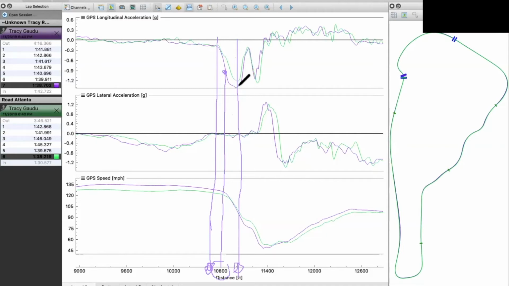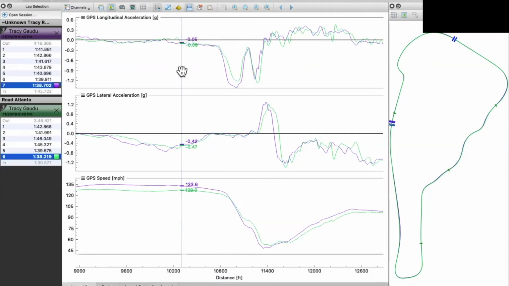We also see that the purple got to a much higher maximum right here, a maximum negative longitudinal braking G's, which is your feet in the brake zone. We were more efficient. A greater slope for braking is more efficient. So you could say that this green was a little more lazy, if you will.